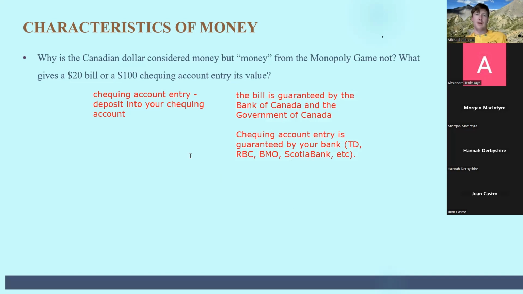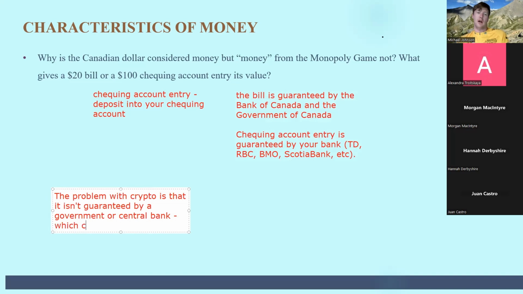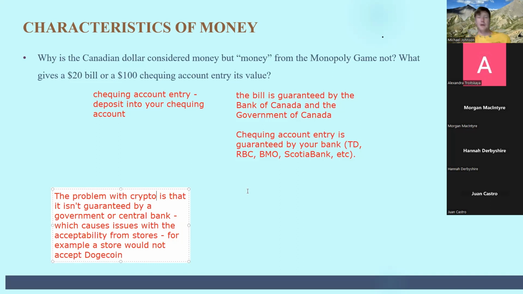The problem with crypto is that it isn't guaranteed by a government or central bank, which causes issues with the acceptability of it from stores. For example, a store would not accept Dogecoin, right? So there are issues with this acceptability.